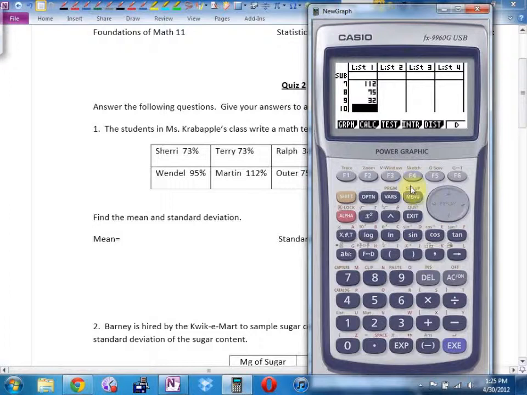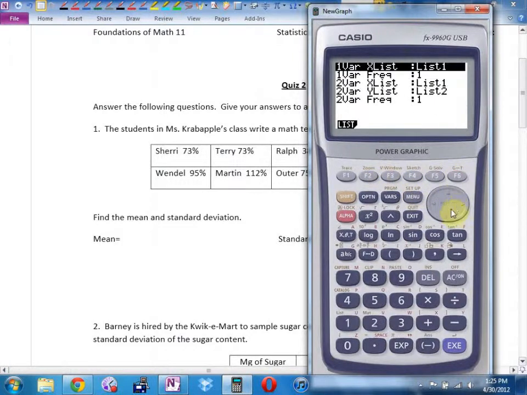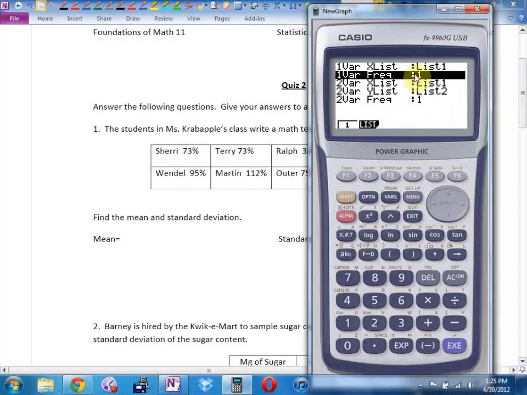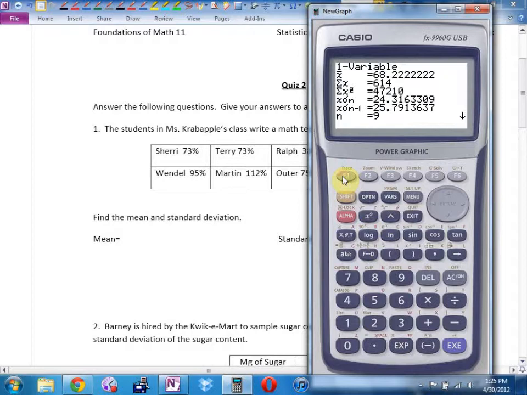Find the mean and the standard deviation. I'm going to go calculate, set the table. What do I want for my frequency here? 1, because there's only one of everything. It already is. You might need to change yours. Mine resets back to 0.